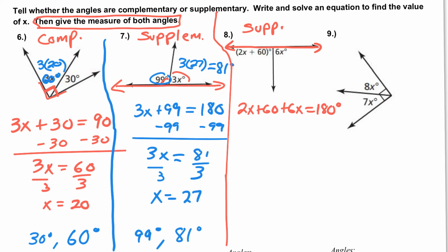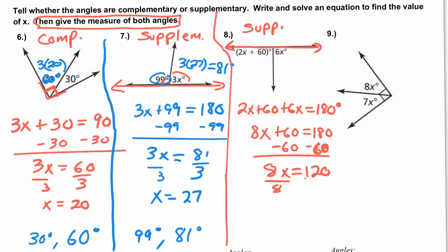First step when we're solving this equation, we've got to combine like terms. So 2x plus 6x gives us 8x. Bring down our plus 60 is equal to 180. So we're looking at 8x plus 60 is equal to 180. If we subtract 60 from both sides, we're looking at 8x is equal to 120. And if we divide both sides by 8, 120 divided by 8 means that x is equal to 15.